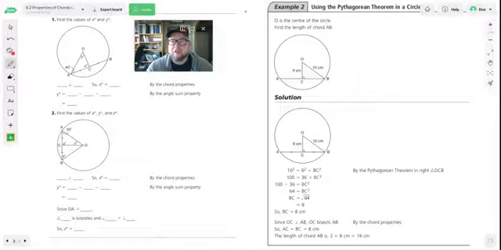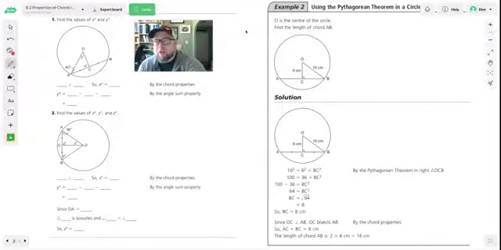All right, guys. So this is part 2, building on what we were talking about in part 1, where we're talking about the chord properties in a circle. So for this example right here, it says find the values of x degrees and y degrees. And right here, it has the by the chord properties.